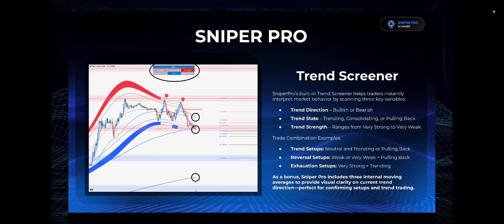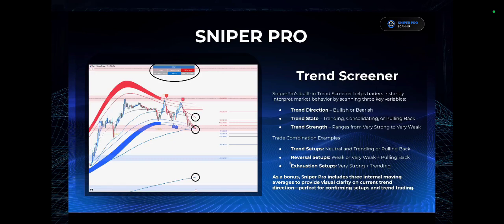As an example, if you want a trend setup, you can look for a neutral and trending or pulling back market. So here's a perfect example. This is a neutral bullish market that is pulling back. So it's very likely that you can continue to see the market continue to trend from here if you get a buy opportunity.